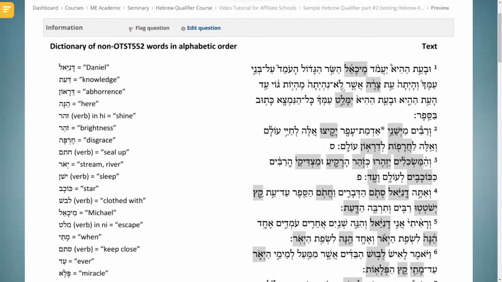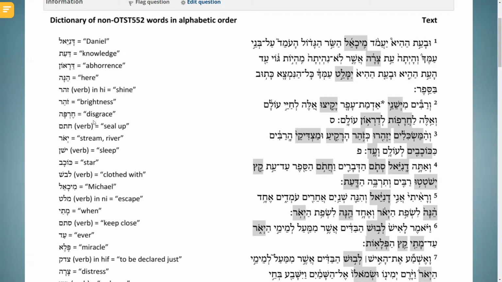The student needs to translate the entire text. All vocab that the student did not learn in Hebrew 1 or Hebrew 2 will be listed on the left, to make sure that your students know all words down to a frequency of 100. So if a word appears less than 100 times, then it is listed.